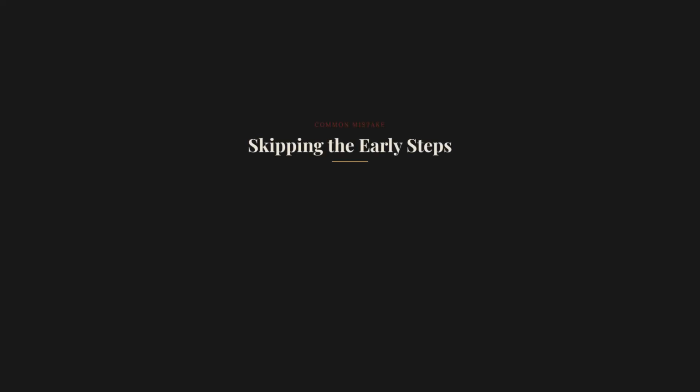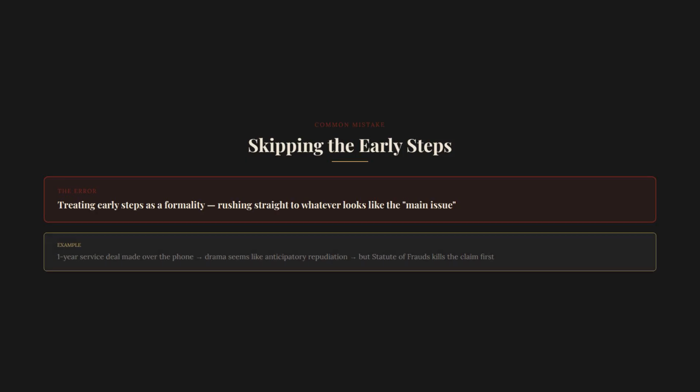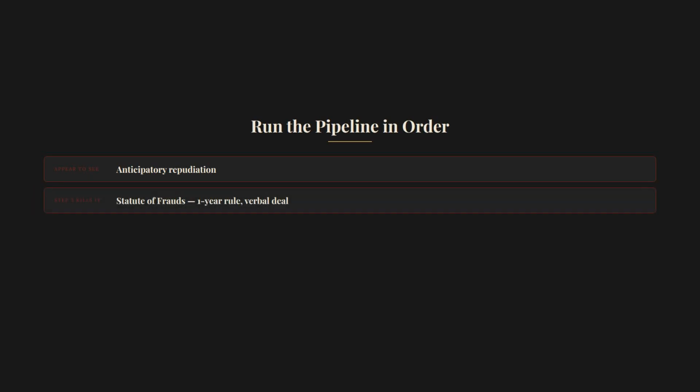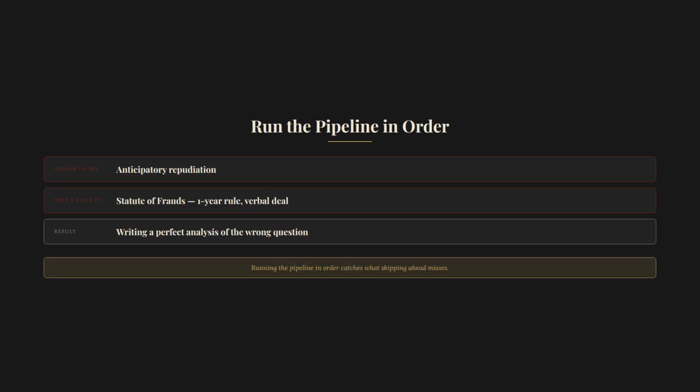This is the number one mistake I see: students treating the early steps like a formality and rushing to whatever looks like the main issue. Say a fact pattern has a 1-year service deal made over the phone. The drama in the fact pattern might look like anticipatory repudiation, but the statute of frauds issue at step 3 could kill the whole claim before you ever get there. Running the pipeline in order catches that, so skip ahead and you're writing a perfect analysis of the wrong question.